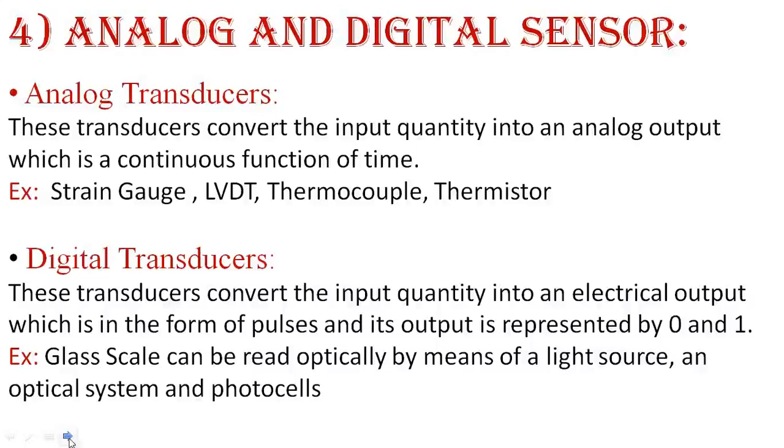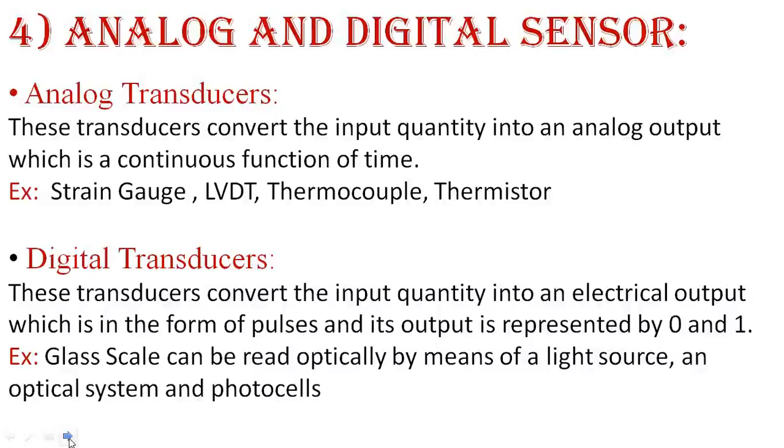So an analog sensor gives the output in terms of an analog signal. That's why it is known as an analog sensor or analog transducer. For example, a strain gauge, LVDT, thermocouple or thermistor. These are the examples of the analog sensor or transducer.